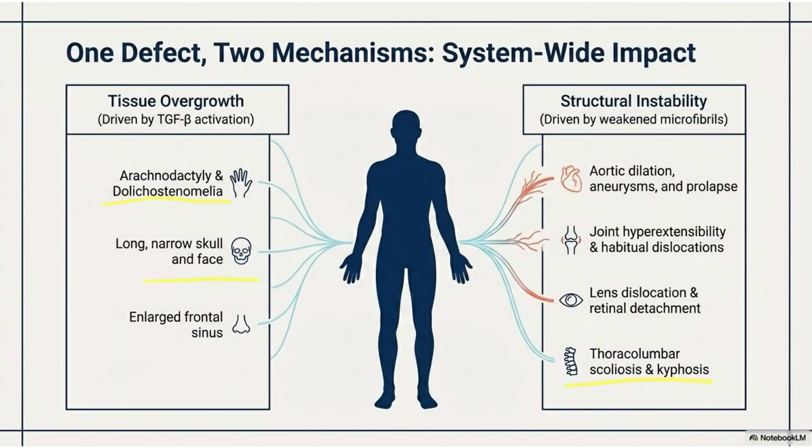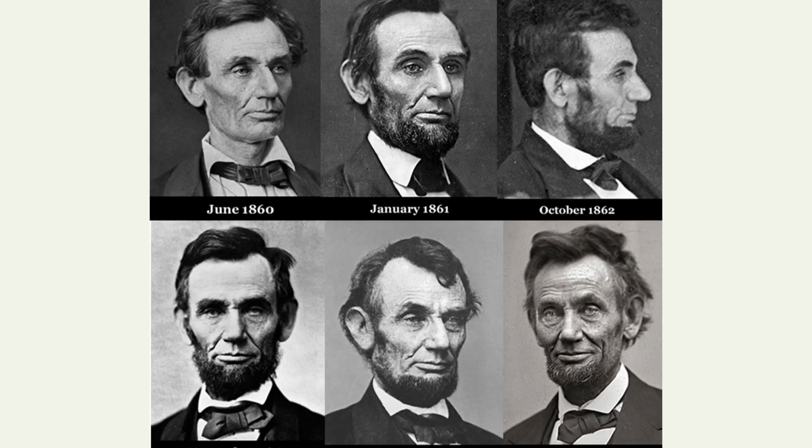An interesting historical fact about Marfan syndrome is that it has often been associated with the 16th President of the United States, Abraham Lincoln. Although a definitive diagnosis was never made, his unusually tall stature, long limbs, and slender fingers led many researchers to speculate that he may have had Marfan syndrome.